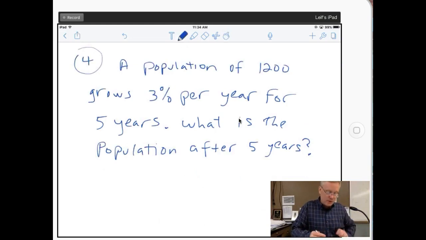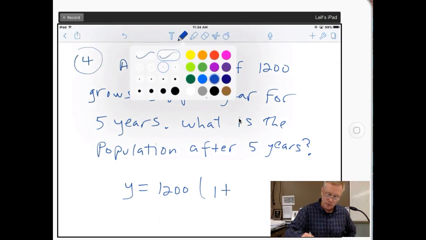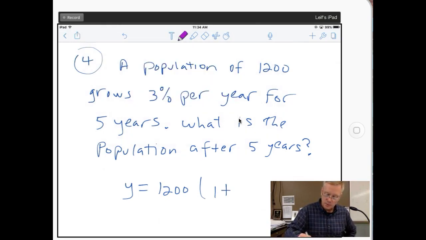Okay, so I'm going to use that same equation. It's y equals the initial amount. In this case, it's 1,200. It doesn't say what it is. It could be people. It could be frogs. But it's 1,200 of some kind of population, and it grows. And once again, we have to think about, don't plug in 3 because you'll get a much bigger number than you want. 3% is 0.03, so that's the one I'm going to use. And the number of years is 5, so that's what goes here.